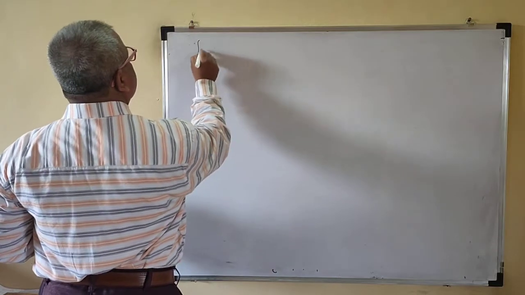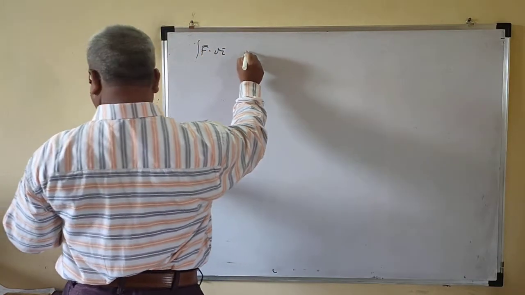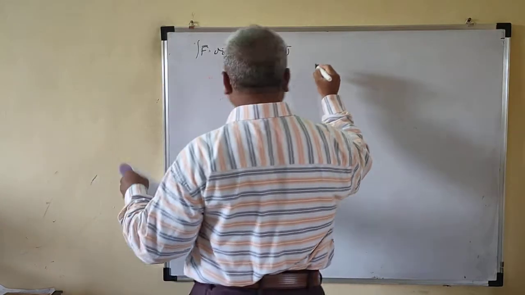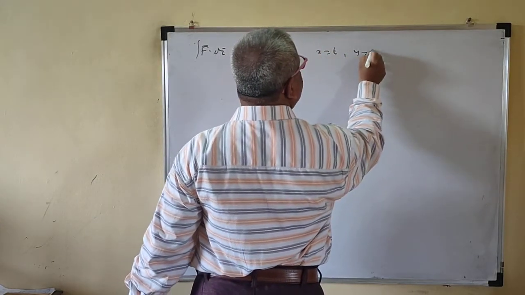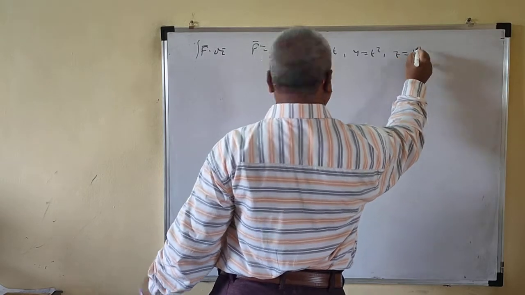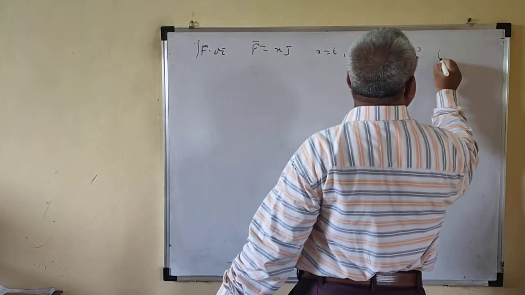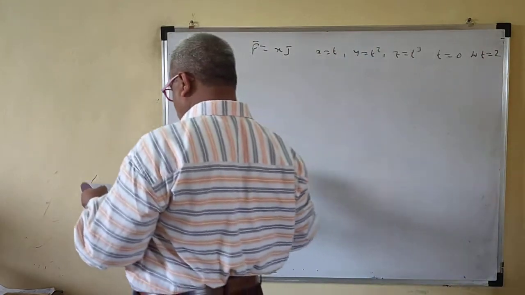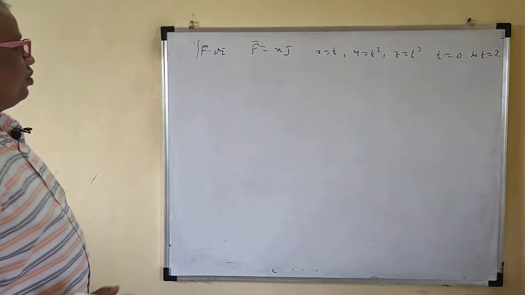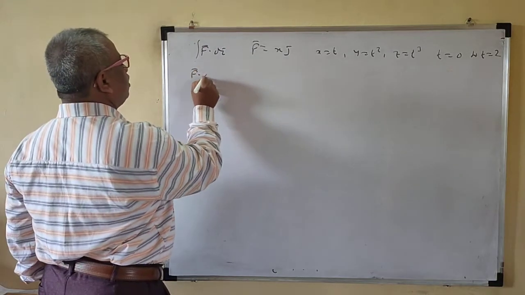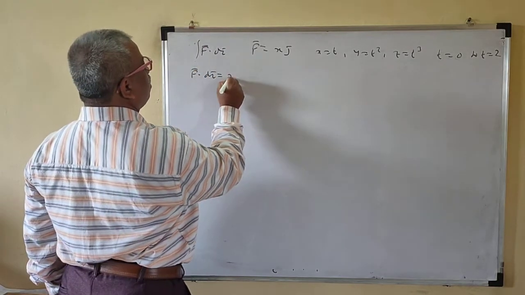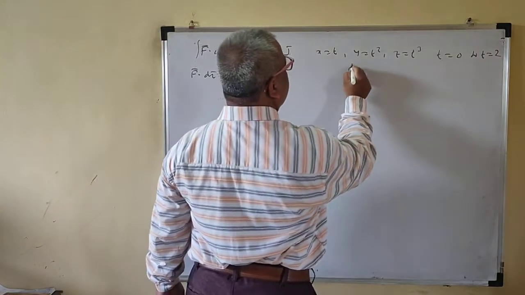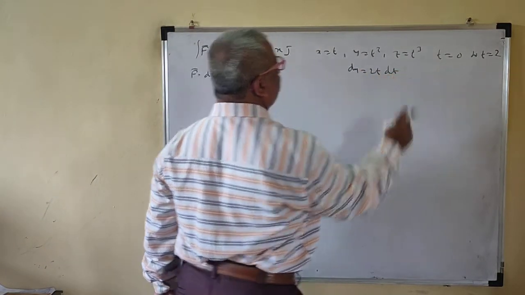Okay, so evaluate this F bar dot dr bar. So F bar is equal to x j bar, along the curve x is equal to t, y is equal to t square, z is equal to t cube, t from 0 to t is equal to 2, suppose. So what is F bar dot dr bar? F bar dot dr bar is x dy. So what is dy? dy is 2t dt.